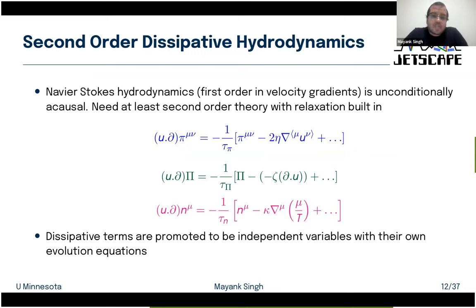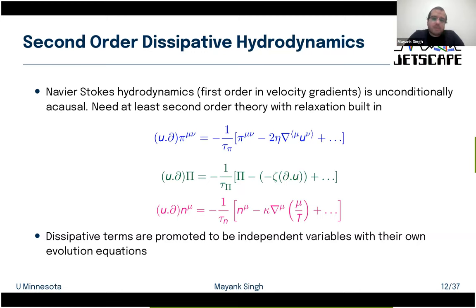So Navier-Stokes hydrodynamics, which is how most of the non-relativistic hydrodynamics is done, at first order in velocity gradients is unconditionally acausal. So even if you have a system at global equilibrium and you perturb it slightly and try to evolve it using Navier-Stokes hydrodynamics, you'll immediately see superluminal speeds. This is usually not a problem in non-relativistic systems, but in relativistic hydrodynamics, it's more than an inconvenience. Superluminal speeds make your numerical solver or any hydrodynamic solution unstable, because if your mode is traveling faster than the speed of light in one frame, in another frame it's traveling backwards in time.